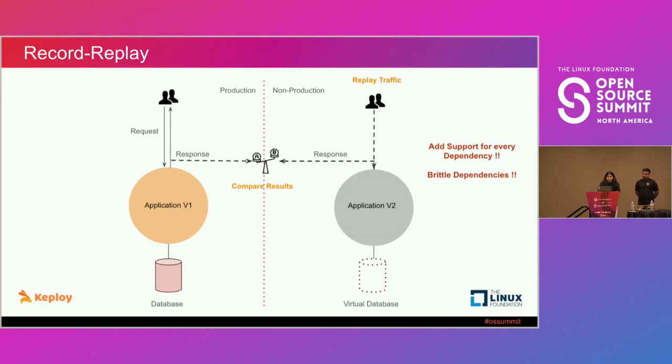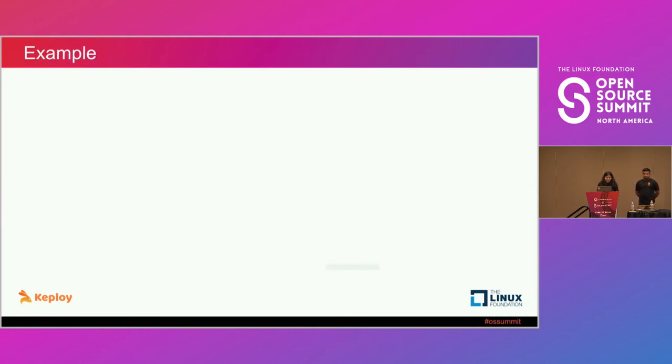This becomes brittle in case your API schema completely changes and you have to re-record the user traffic and replay it. So these were the downsides, but the upsides were better because the complete database did not need to be replicated to some other environment, nor was it expensive because we were storing just the query data.